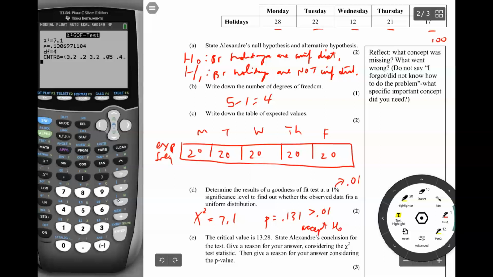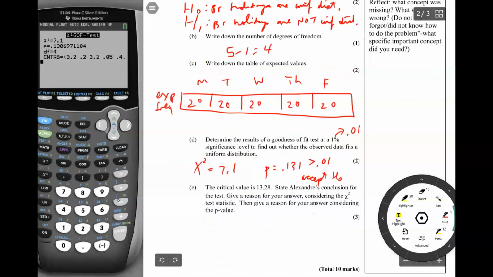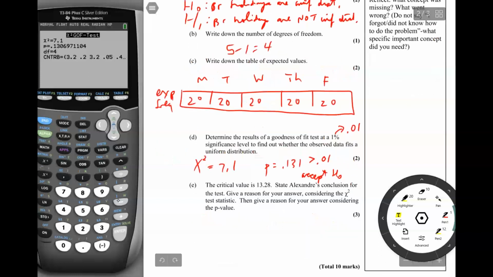Okay. Then it says critical value is 13.28. State Alexander's conclusion for the test. So the critical value is compared to the chi-squared statistic, and it is less than, which means we accept the null hypothesis. Same result as before, right? Give a reason for your answer. Just did. Give a reason for your answer considering p-value. Oh, I already did it there.